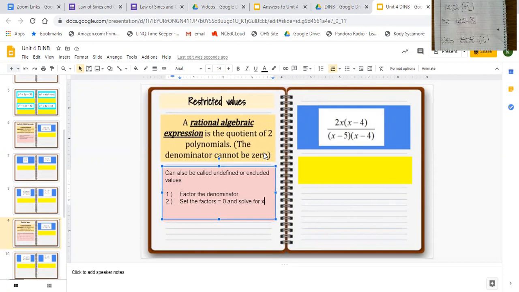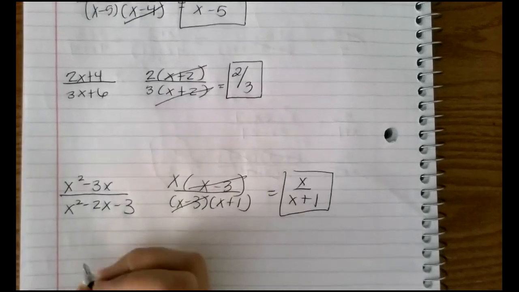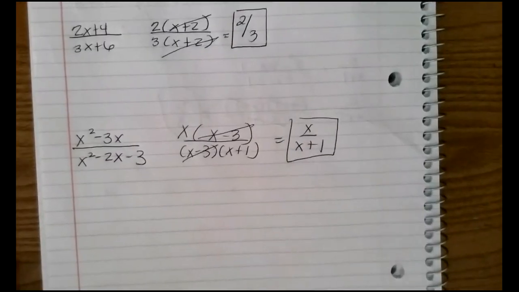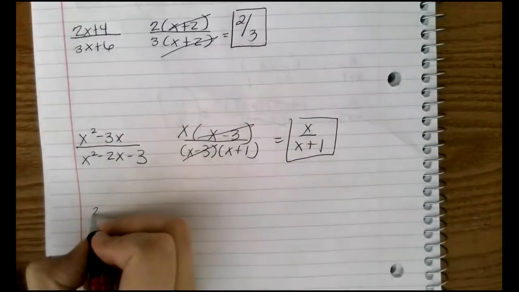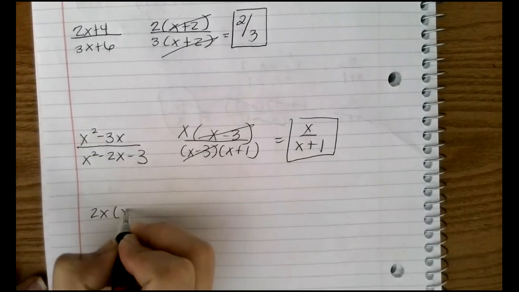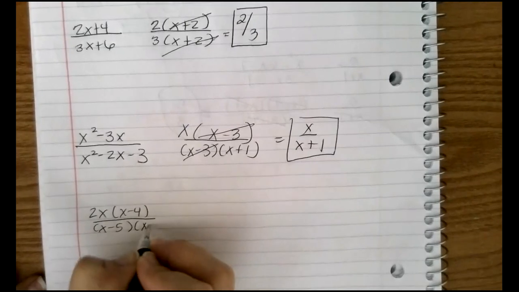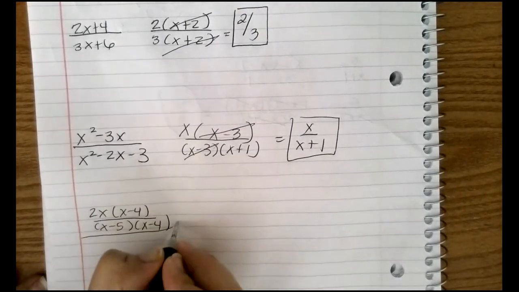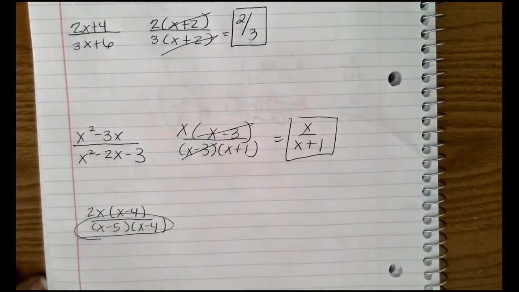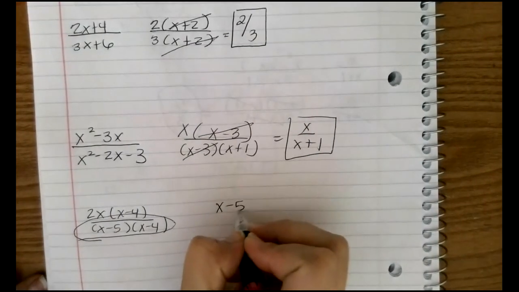Whatever values you get for x are going to be your excluded values, undefined values, all that. So the one on the right is 2x times x minus 4 over x minus 5 times x minus 4. We see it's already been factored for us. You don't normally have to factor the top, but it's already been done for us. So you would factor the bottom, which has already been done, and each factor you will solve separately.